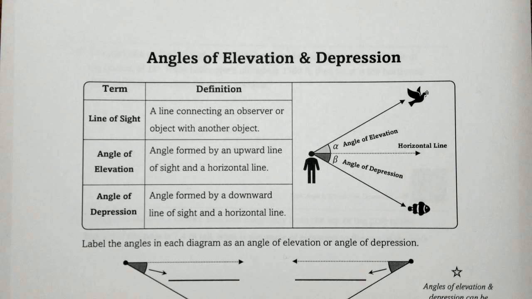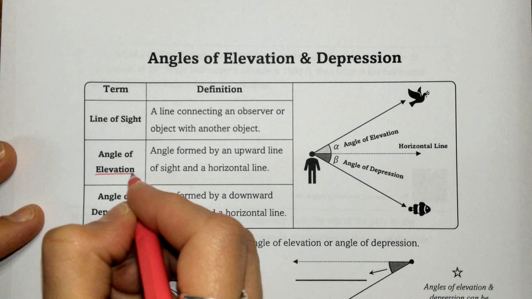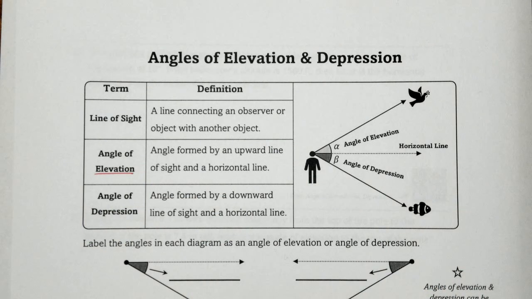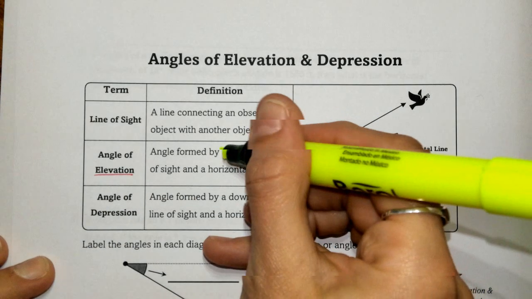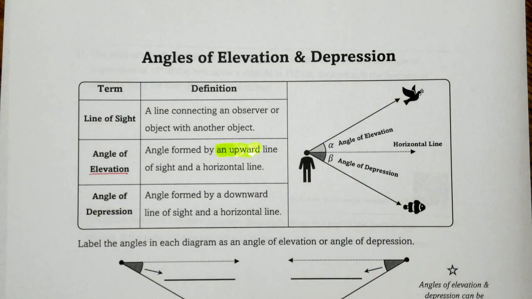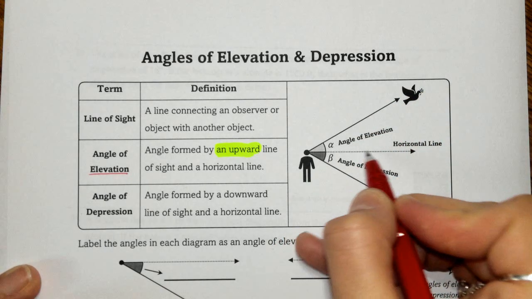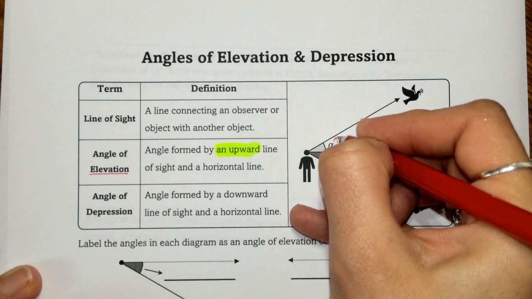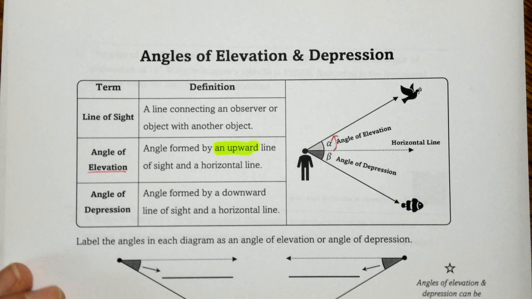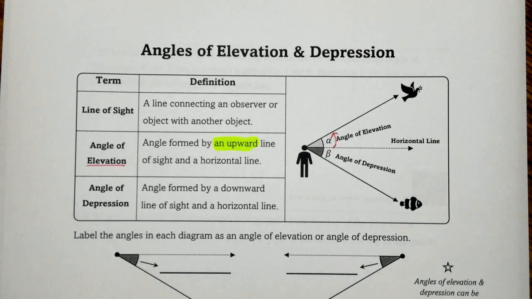The angle of elevation, what we need to see here is the word elevate. It means to go up. So this is going to be the angle formed by an upward line from your line of sight and horizontal line. So what that means is right here where you see angle of elevation, we're going from the horizontal line to your line of sight upward. That would be the angle of elevation. So it's going to go from a horizontal line upward.